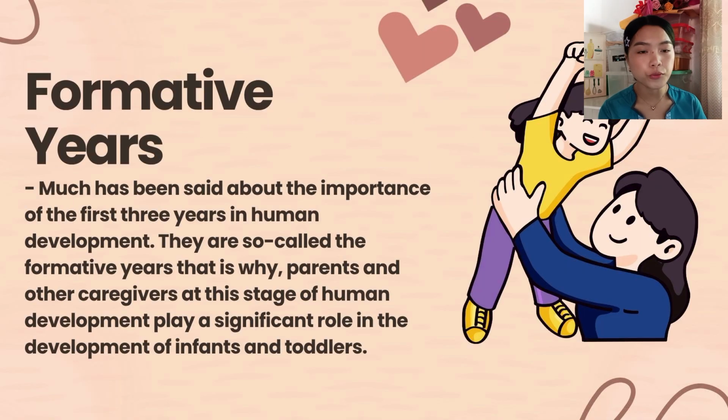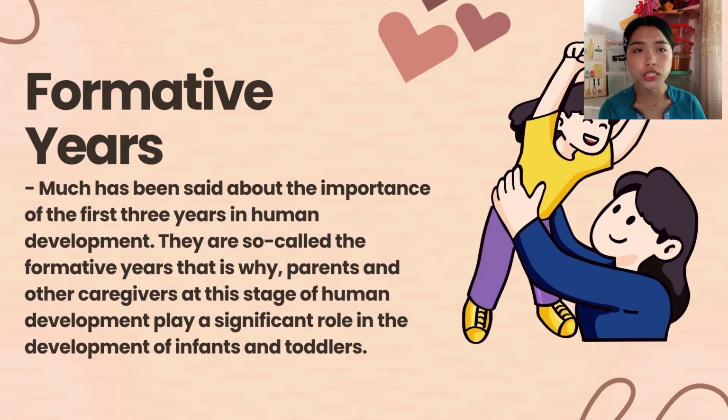So, we have here formative years. Much has been said about the importance of the first 3 years in human development, they are the so-called formative years. That is why parents and other caregivers at this stage of human development, excuse me class, play a significant role in the development of infant years.